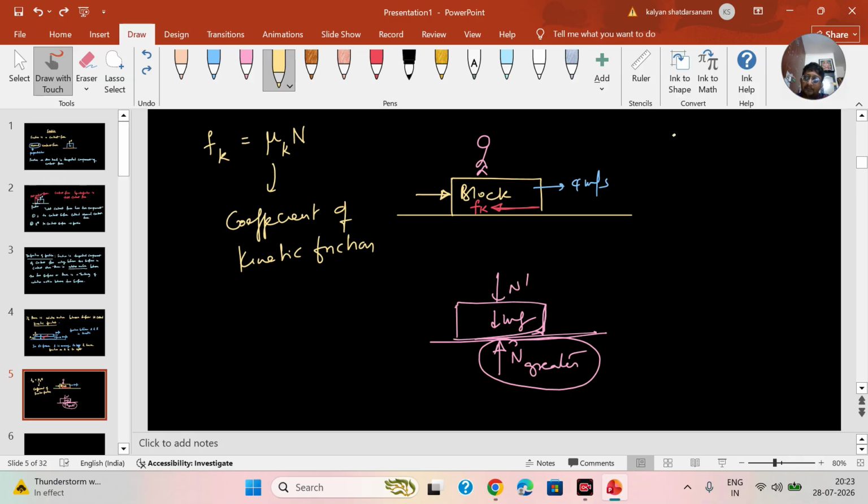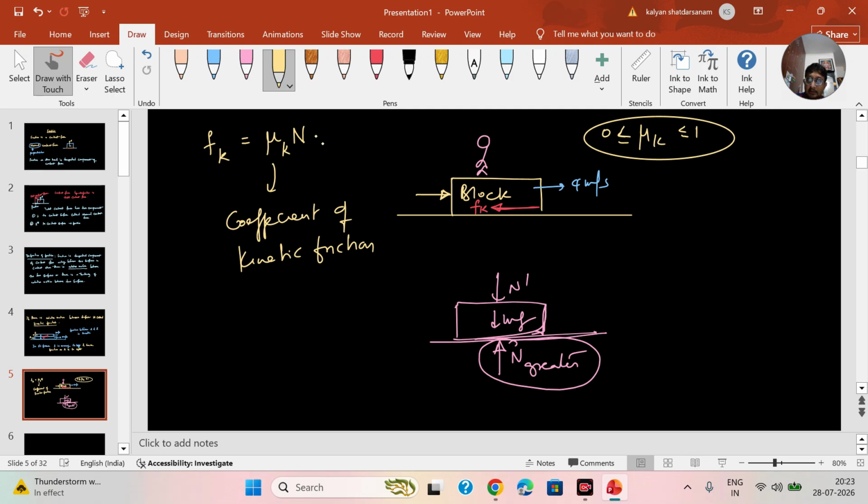Now this mu k, generally the value lies between 0 and 1, but there is no rule that it should be less than 1. It can be more than 1 also. It can go to 1.52 and so on. Even sometimes higher values are possible, depending on the roughness of the two surfaces in contact. Generally, for most surfaces, it lies between 0 and 1, but there is no compulsion that they should be less than 1. It could be greater than 1 also, the coefficient of kinetic friction.